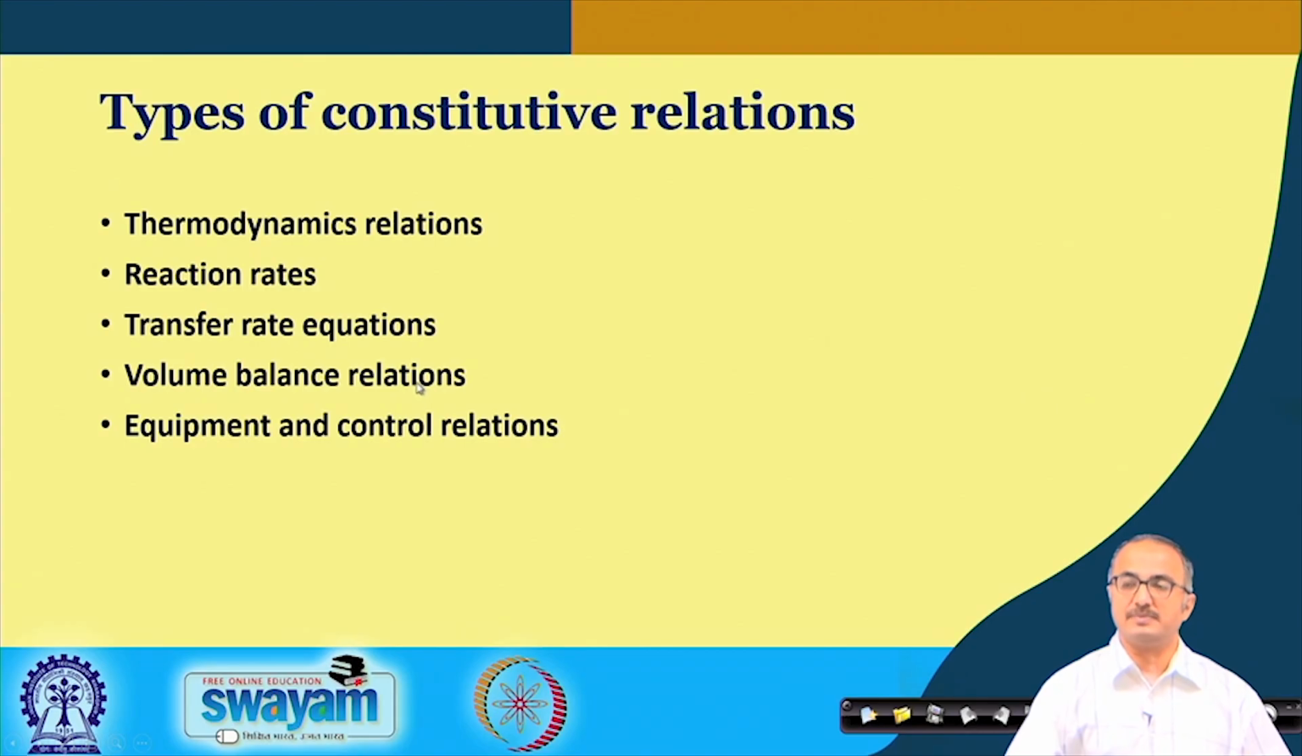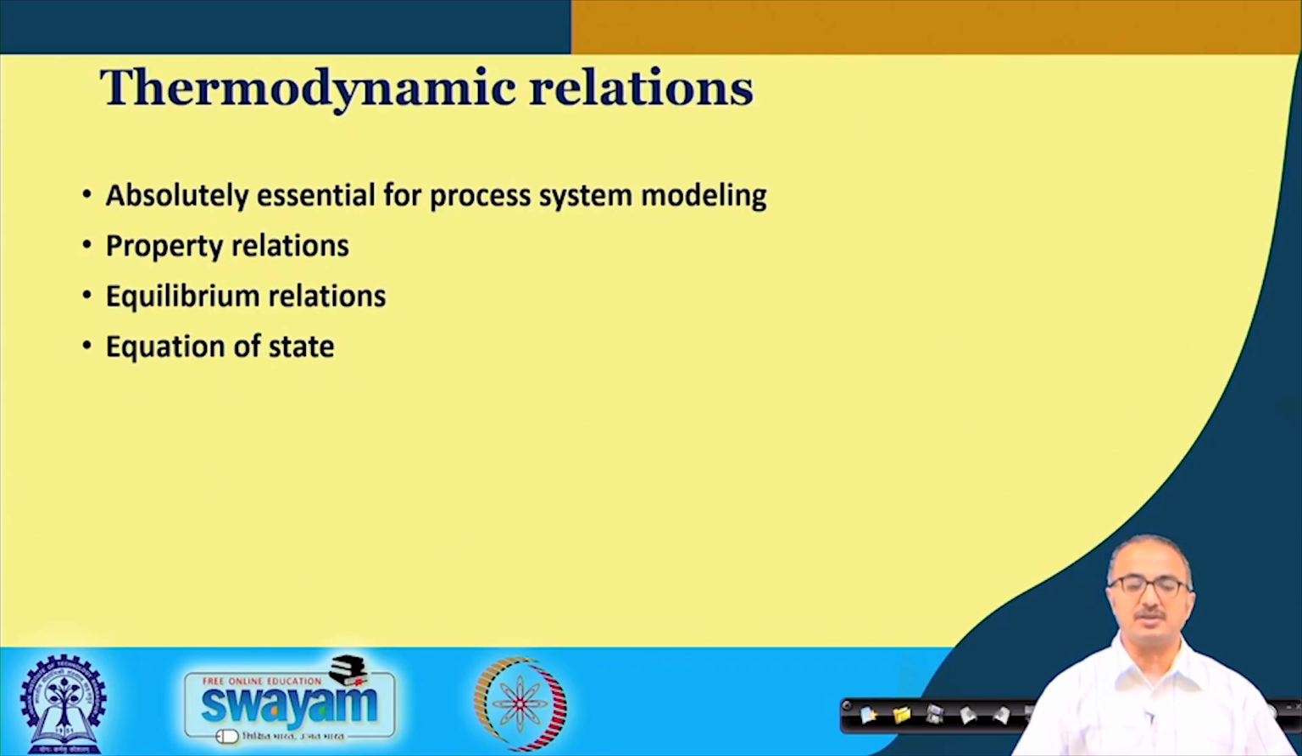So, there are various types of the constitutive relations. First is the thermodynamic relations, then reaction rates, then transfer rate equations, then volume balance equation, and equipment and control relations, and we shall be looking into each of these one by one. So, first let us go to the thermodynamic relations. Here we find that these are absolutely essential for any process modeling, okay? Because these relationships give us many properties and how the pressure, volume, temperature are related. Okay? So, these are very essential.